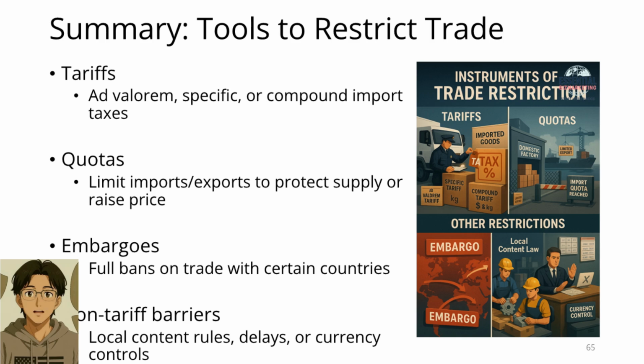Here's a summary of the main tools governments use to restrict trade. Import tariffs increase the cost of foreign goods. Quotas limit the quantity that can be imported or exported. Other tools include embargoes, local content requirements, administrative delays, and currency controls. Each tool serves to reduce foreign competition or restrict market access.